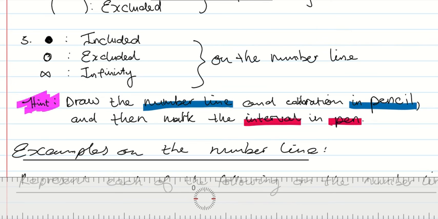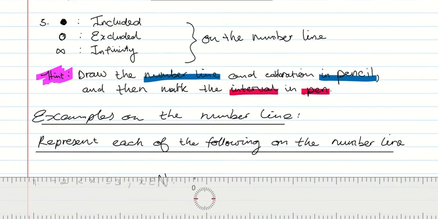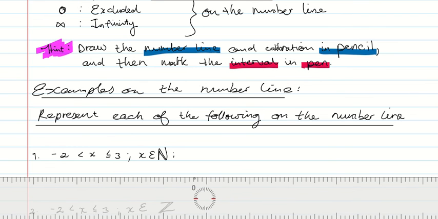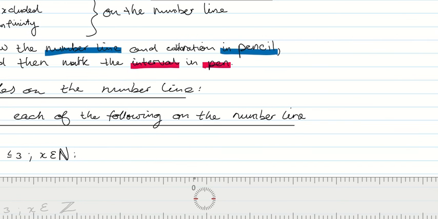Now we're looking at a few examples on the number line. You represent each of the following on the number line. All right, so here the question will look like this. We get -2 is greater than x but less or equal to 3, and x is an element of, what does N stand for? Natural numbers. All right, so what we're going to do, and I told you I don't have a pencil right here. Let me just see. Oh, I do have a pencil.